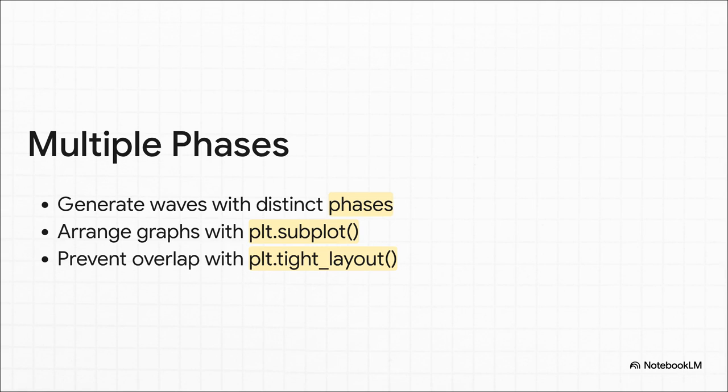Instead, we use plt.subplot. This amazing function lets us neatly arrange these different waves into separate, distinct grid spaces within a single overall figure. And here's a huge pro tip for you. Always apply plt.tight_layout at the very end of your script. It automatically calculates the perfect spacing between these subplots, so your axis labels and titles never overlap and create visual clutter.